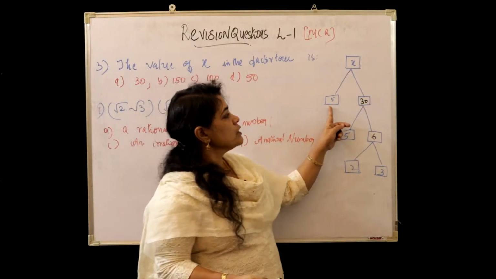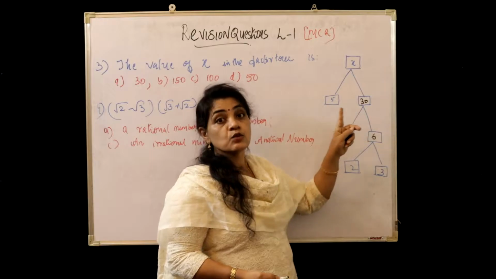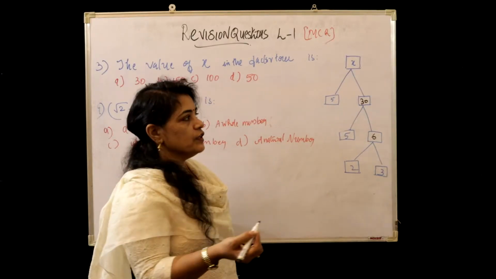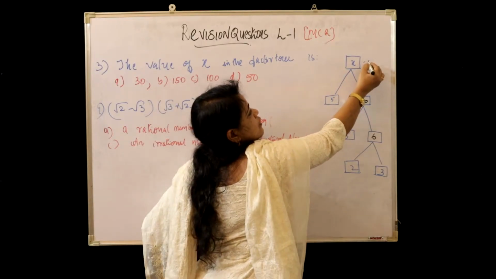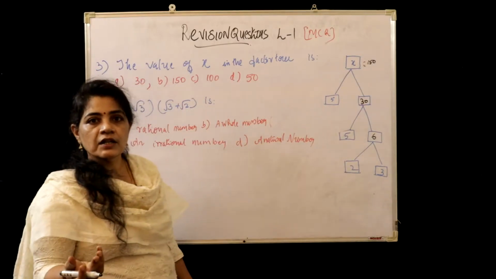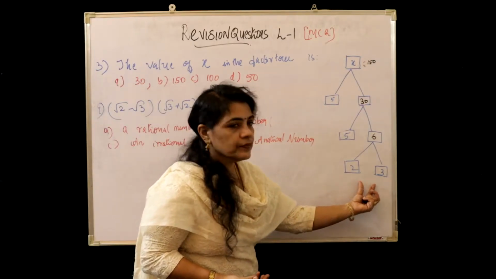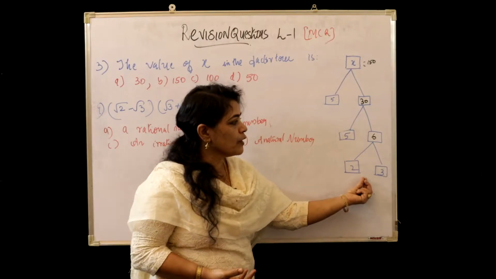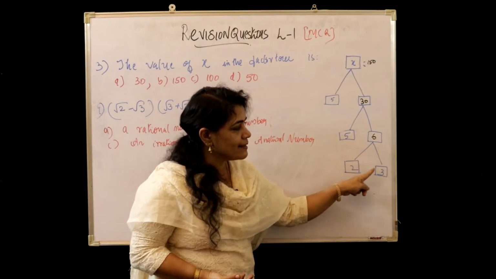Okay, and the product of 5 into 30, that is 150. 5 3s are 15 and 0. So x is equal to 150. Understood? So we can start from the bottom level and take their product from where this branch started.